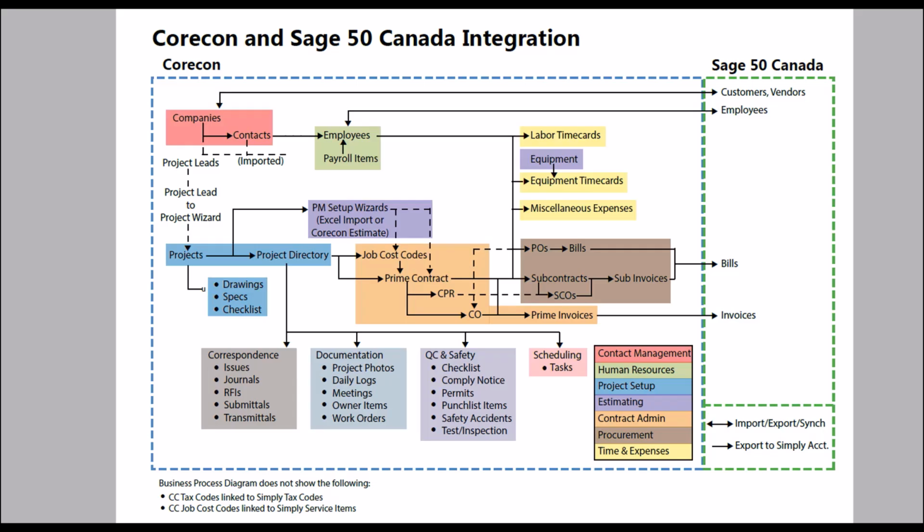You'll notice on this business process diagram, this is illustrated. The box on the left in blue is representing the information that flows through CoreCon and how it gets there. And the information on the right in the green box represents the information as it appears in Sage 50 Canada. You'll notice that some of the lines have arrows pointing both directions and others are only pointing one direction.